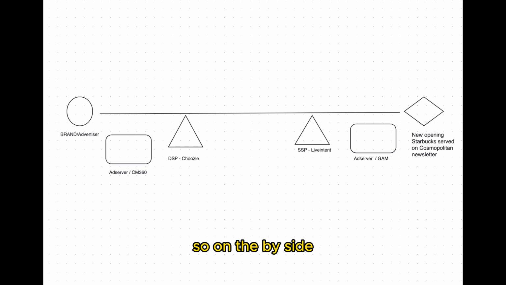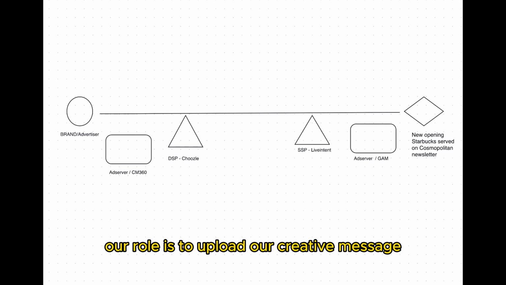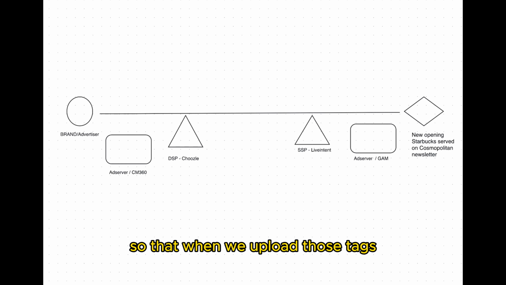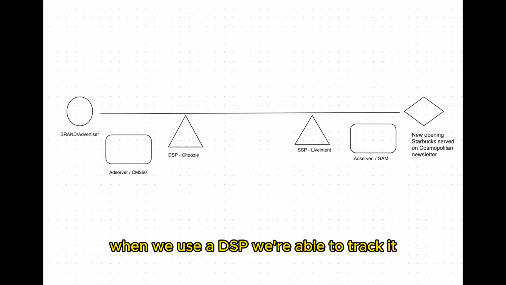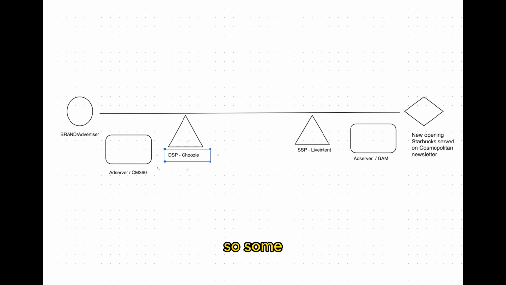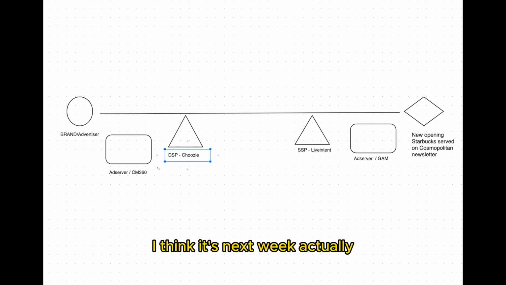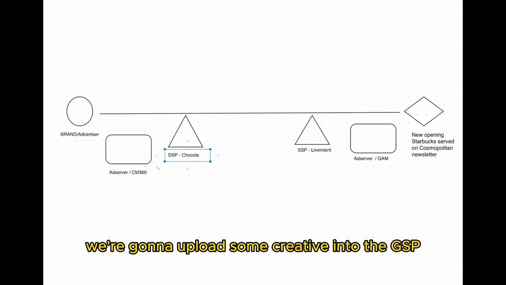So the ad servers, which have the same name, have different roles depending on who is utilizing them. On the buy side, our role is to upload our creative message and use it as a tracking system, so that when we upload those tags, you'll hear the word tags, and we use a DSP, we're able to track it. In the exercise next week, we're going to upload some creative into the DSP.